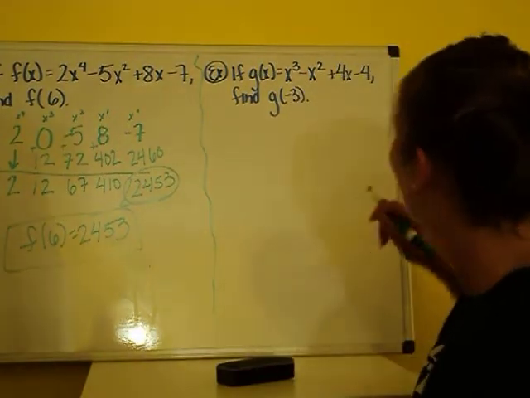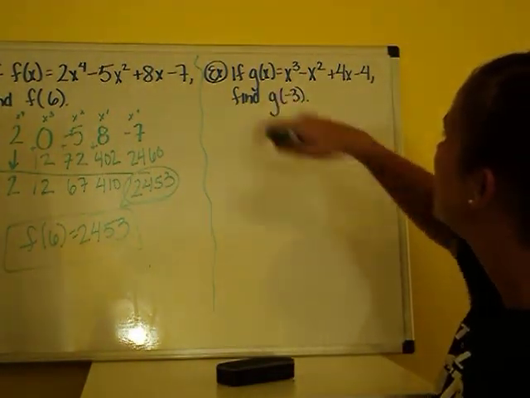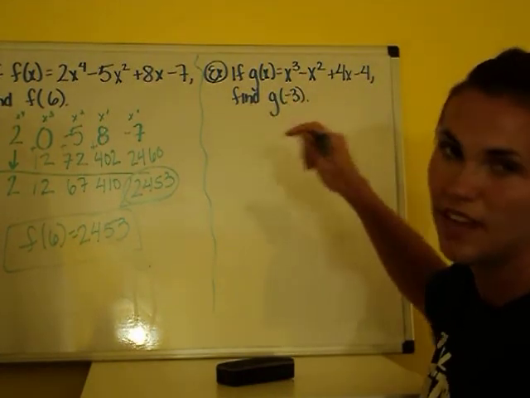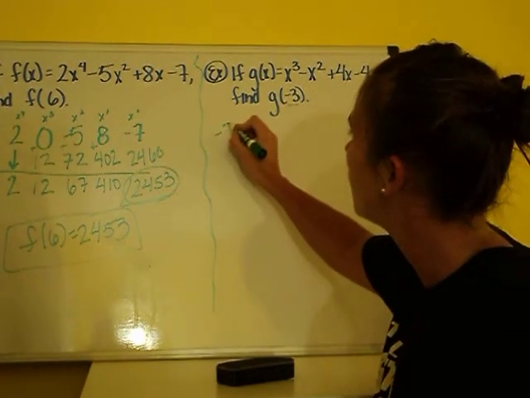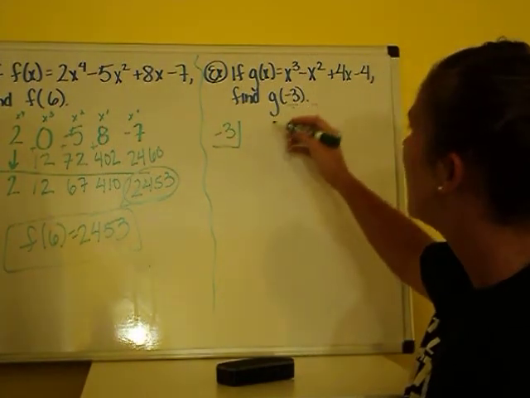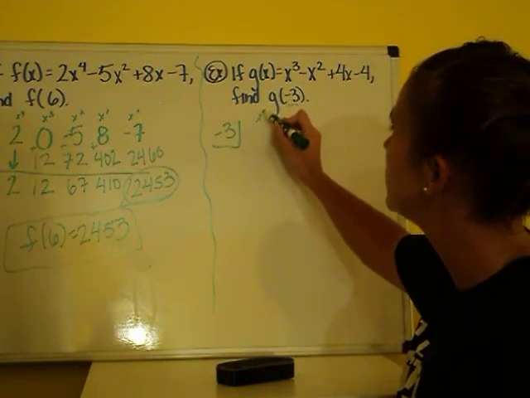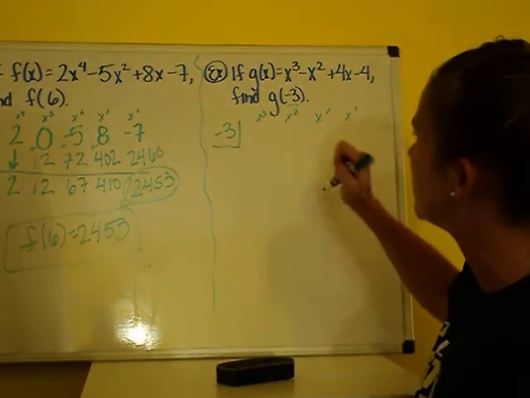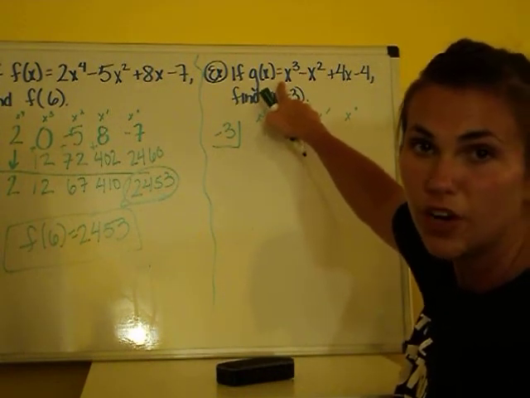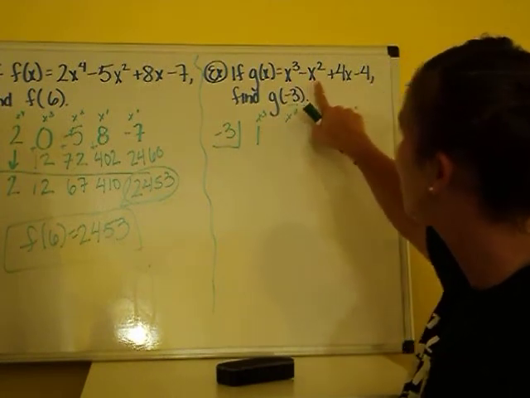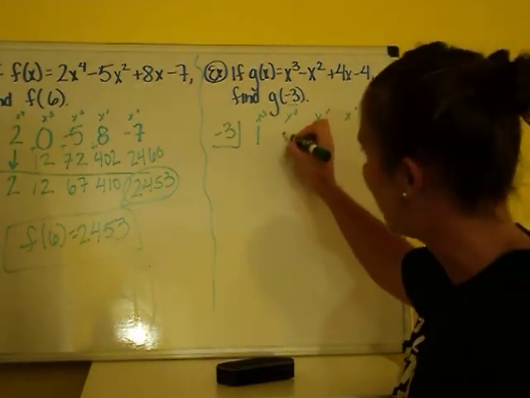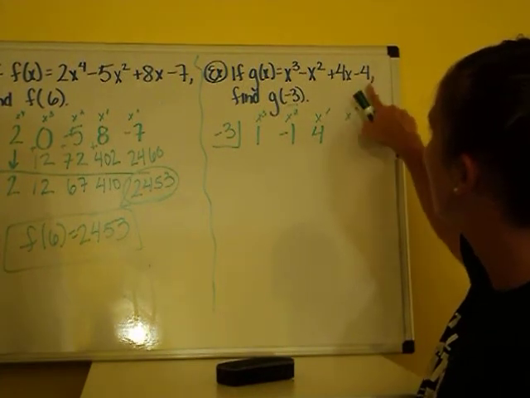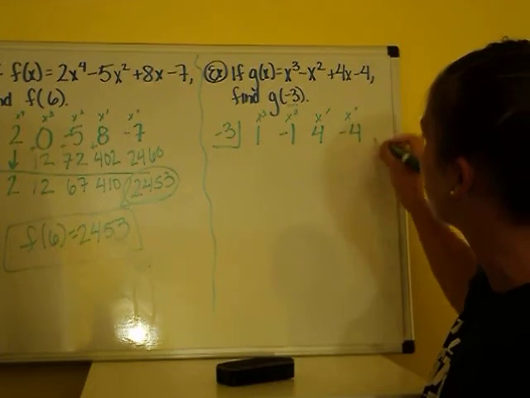Okay, here we have g of x equals x cubed minus x squared plus 4x minus 4. And we're finding g of negative 3. So this number is going in my box. And now I'm dropping coefficients. So if I'm starting at x cubed, I have to take into account x squared, x to the first, and x to the 0. The coefficient in front of here is a 1. The coefficient in front of x squared is a negative 1. Coefficient in front of x is 4. And my constant at the end is negative 4.